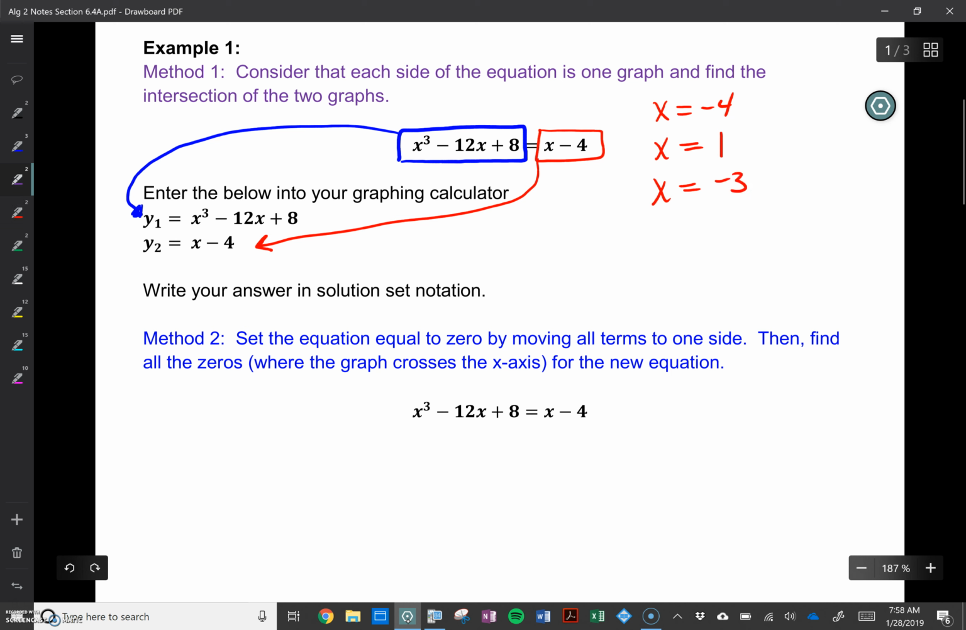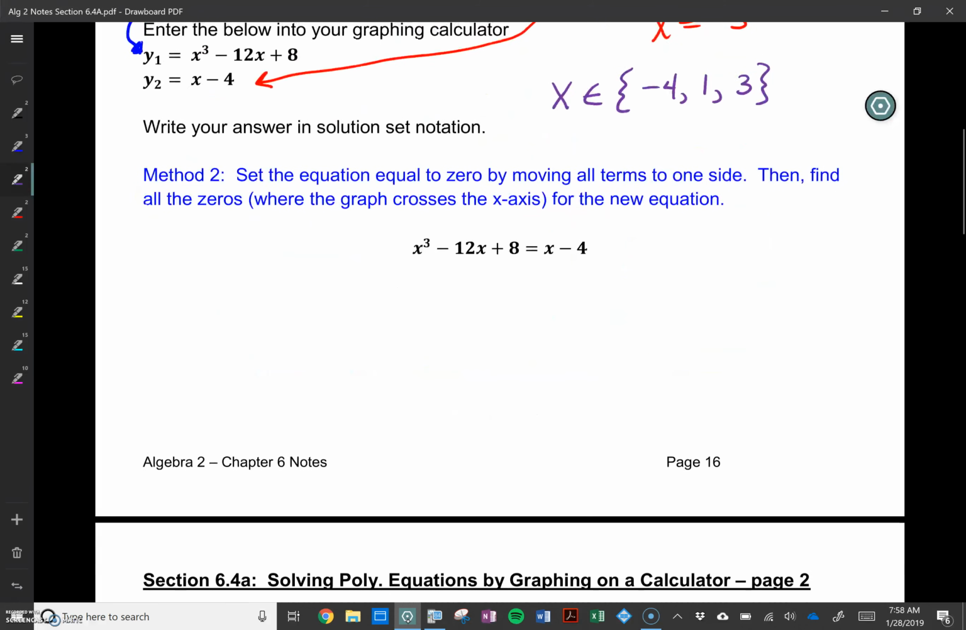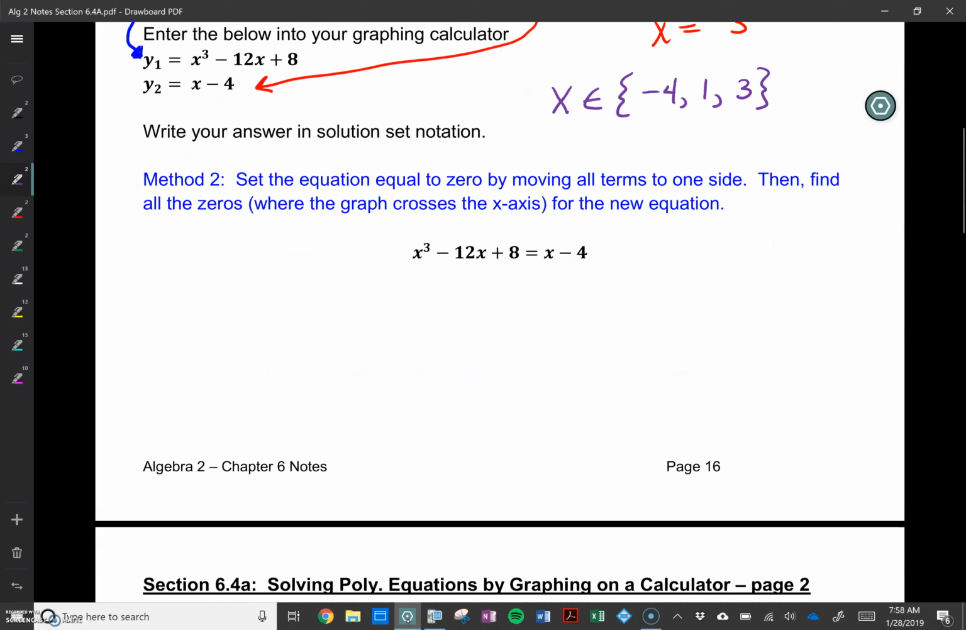So if we write this with solution set notation, x is an element of the set of numbers -4, +1, and +3. Sorry that I wrote a -3 there. That was incorrect. So that's the first method that we're going to use. Now, the second method we're going to use is doing the exact same equation, but now taking this problem and setting it equal to 0.